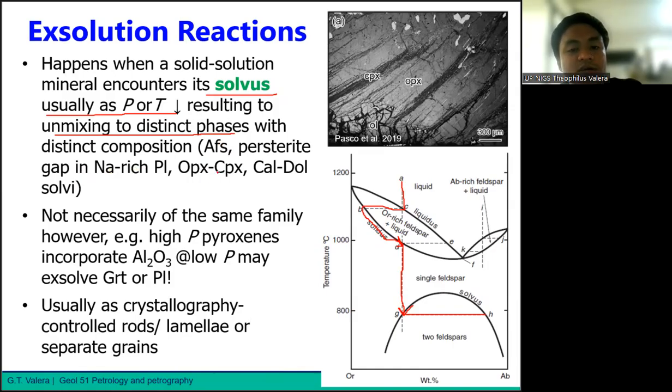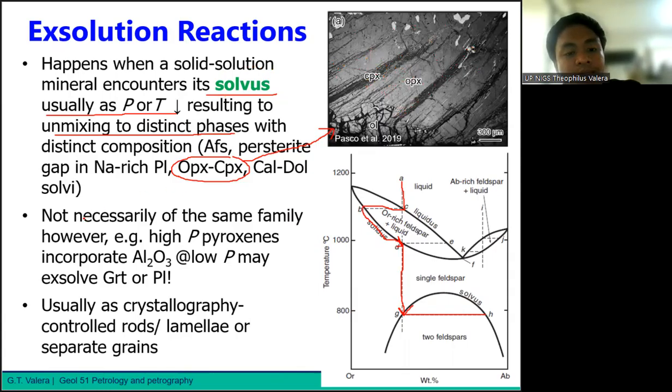Yeah. Another example shown here is the OPX-CPX exsolution. So here, published by Pasco et al. in 2019, you can see this clearly OPX, and then along the cleavage traces, you have this CPX. This indicates na this is due to decreasing pressure. So because of decreasing pressure, yung originally single solid solution pyroxene natin eventually exsolved CPX along the cleavage traces.